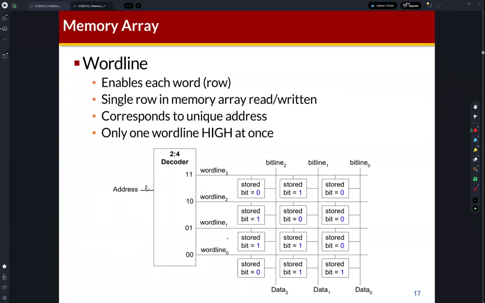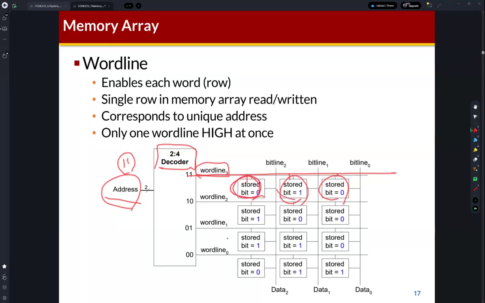So the memory is organized like this using the decoder. If the address is given, the decoder just generates a one-hot signal. Okay. So if the address is given, only one word line is activated. So for example, if the address 11 is given, then this word line is activated. Then the memory cells connected to this word line are activated, so these memory cells are connected to the bit line.